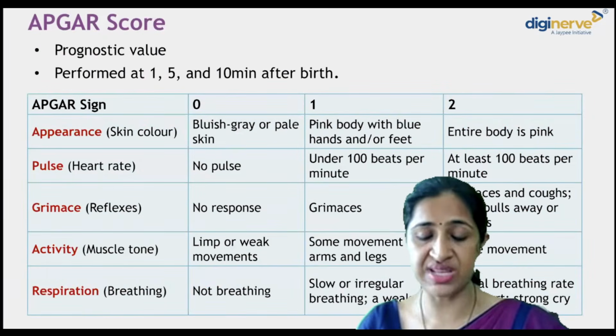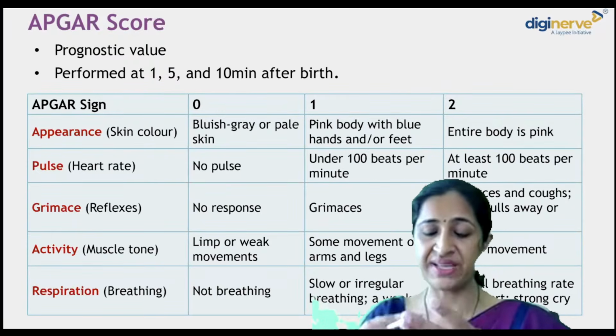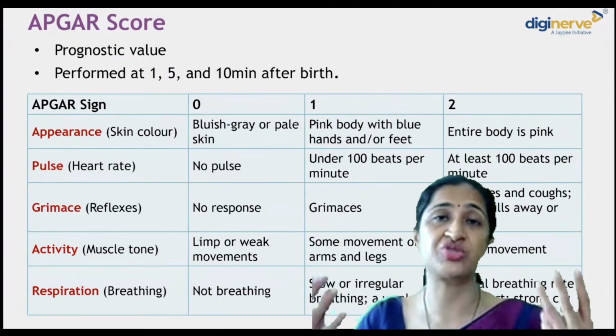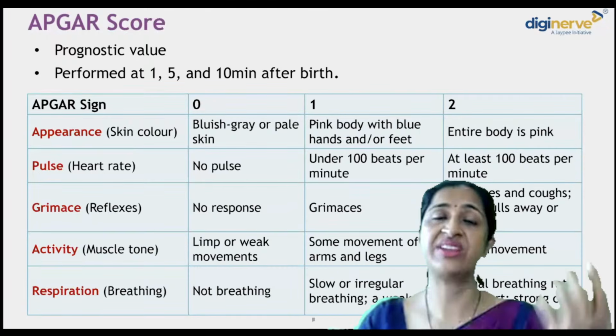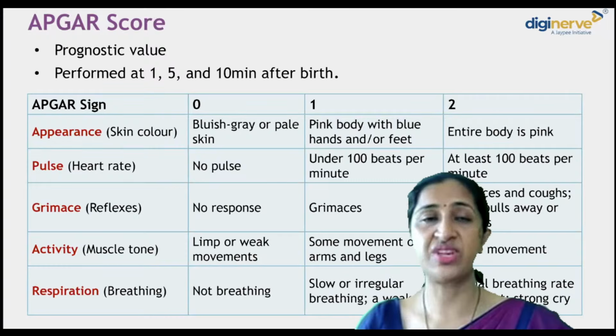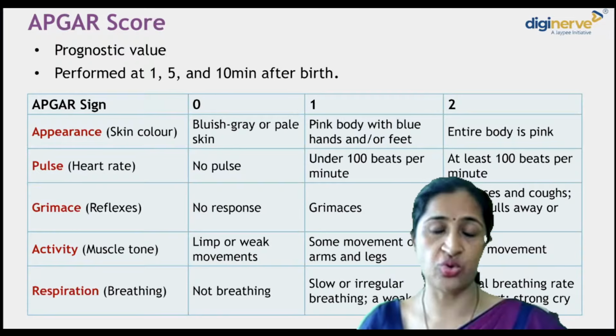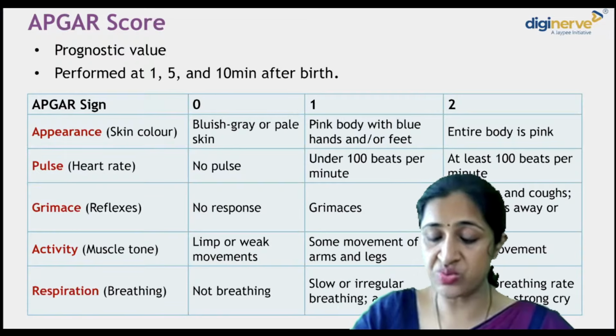APGAR scoring, what is the APGAR? It's APGAR. Appearance, pulse, the grimace or the facial response to a noxious stimulus. Activity, which is the muscle tone. R is the respiration. Okay. You have 0, 1 and 2. 0 is a cyanosed child with no pulse, no response. When you say response, which response is it?